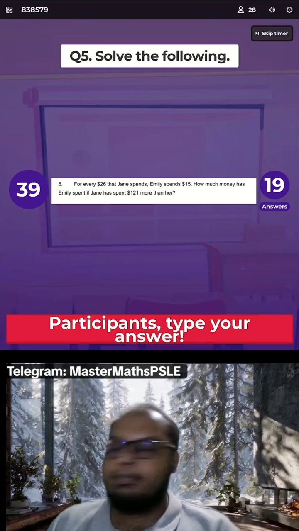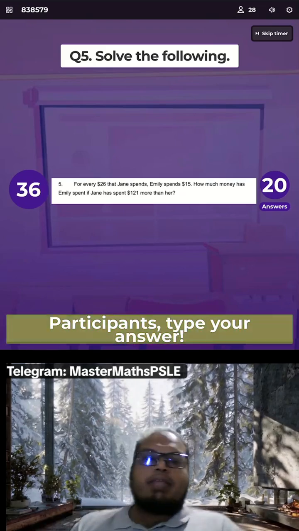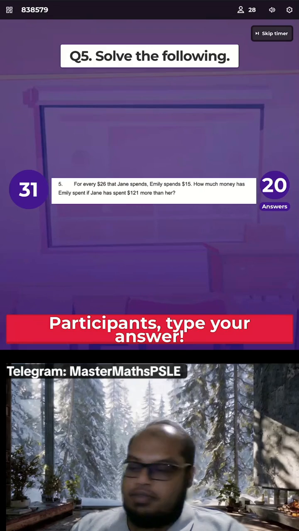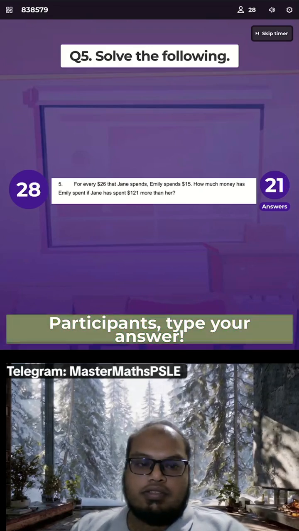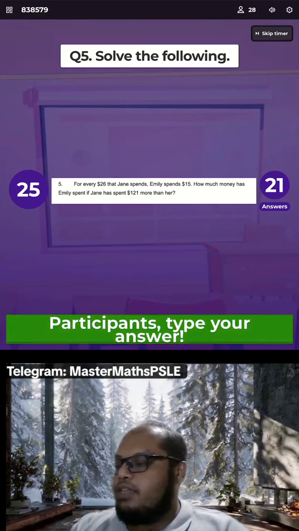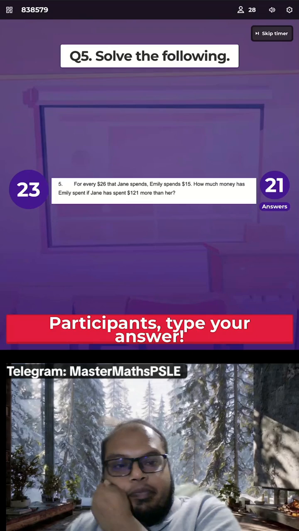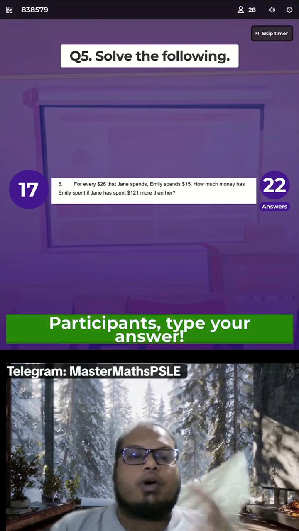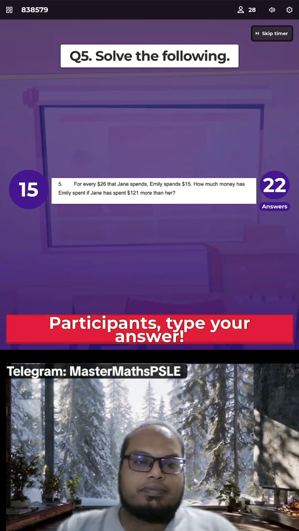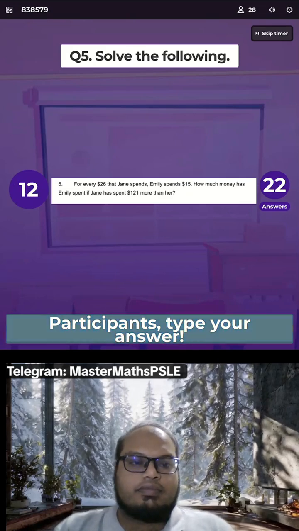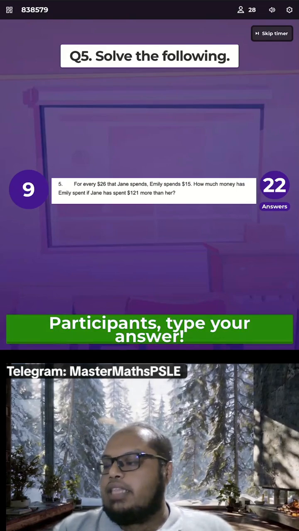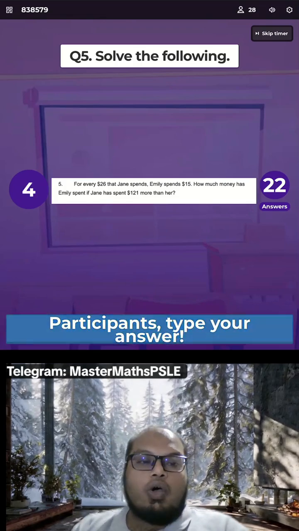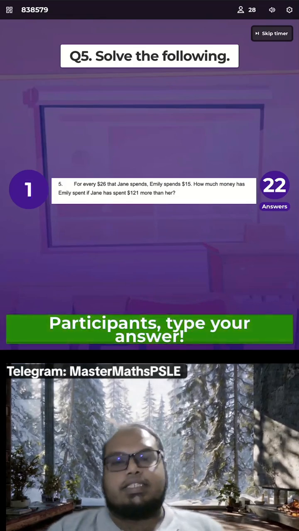Okay, don't need to spam. Half a minute more. So like I said, use the difference between the each amount that they spend to find the number of sets, okay? 10 seconds more. 6, 5, 4, 3, 2, 1.